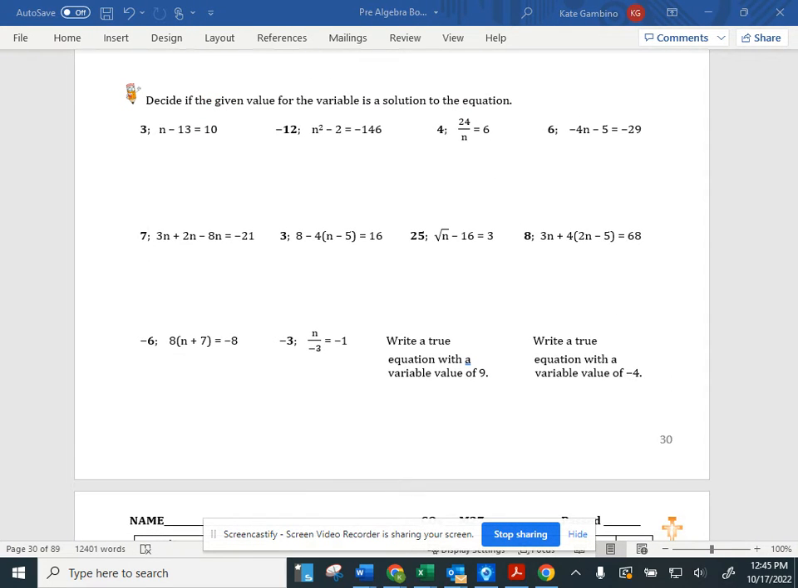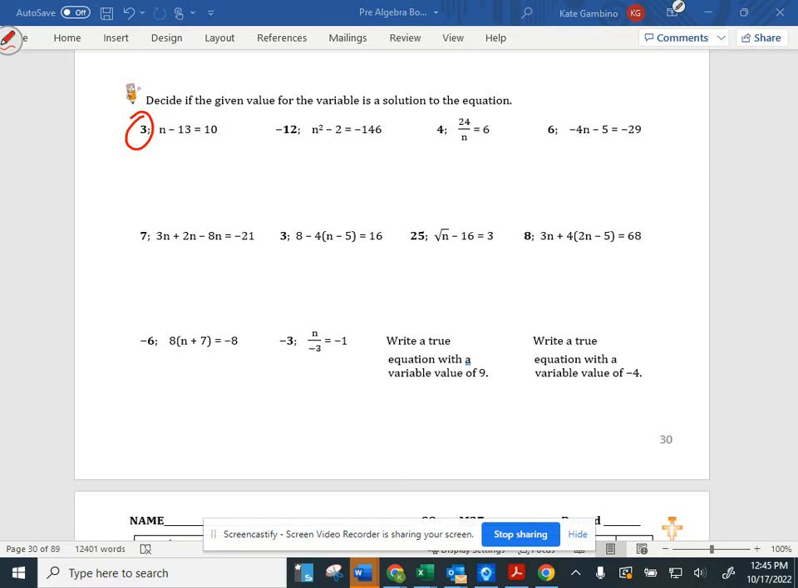All right. So they're giving us our variable. Positive 3. That's what you're going to plug in for n. Actually write it out. No mental math. You are going to show me your work. I don't want to just see yes or no, does it work? I want to see the math.